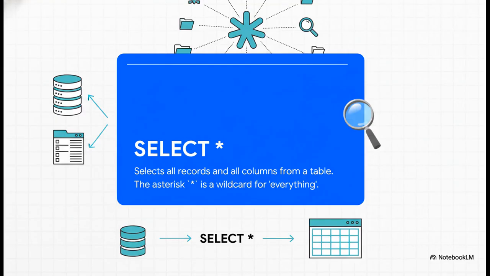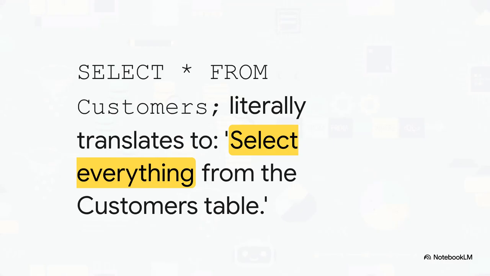The keyword select basically tells the database, hey, I want to get some data. And that little asterisk or star symbol, that's a super common wildcard encoding that just means all or everything. So you put them together, and we're just asking to select everything. And this just shows you how beautifully simple it can be. Select everything from the customers table. Literally just translates to select everything from the customers table. That's it. You run this and the database will show you every single row and every single column in that table. It's our starting point for everything else.